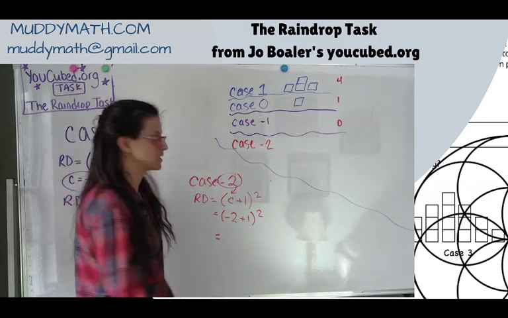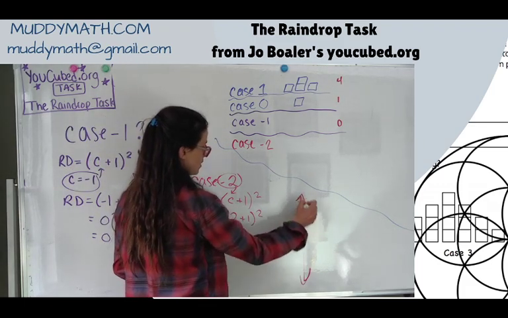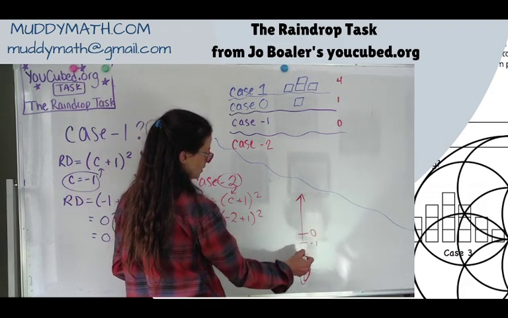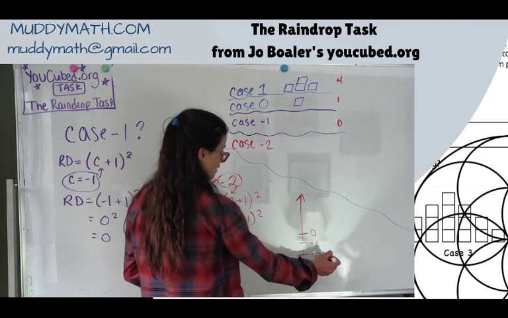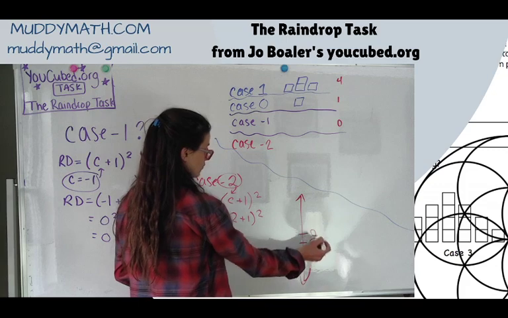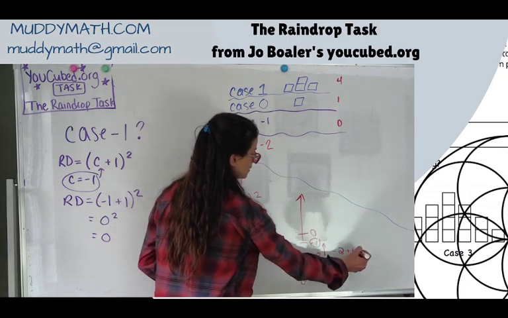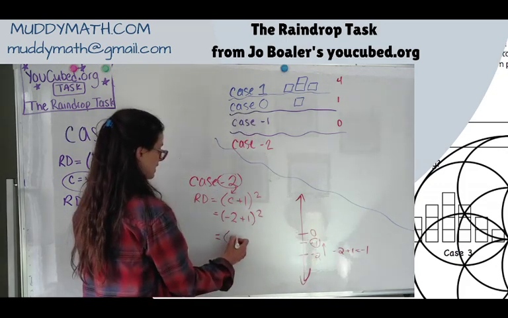What is negative 2 plus 1? Let me use my quick number line. Okay, here's 0, here's negative 1, here's negative 2. If I'm adding a positive, I'm going upward and forward. So I get to negative 1. So negative 2 plus 1 is negative 1. So then I get negative 1 squared.